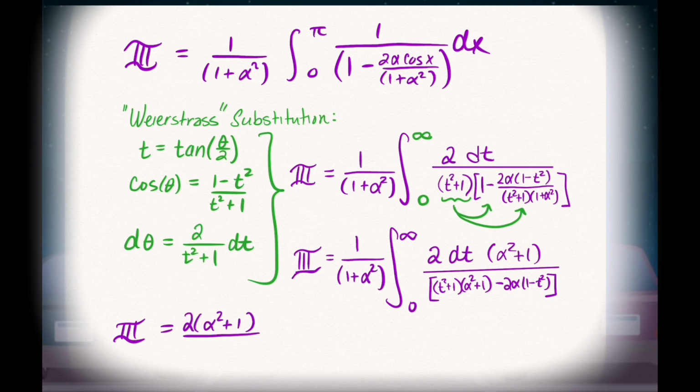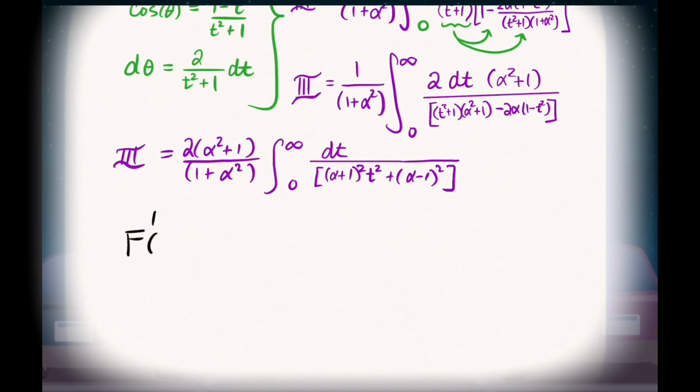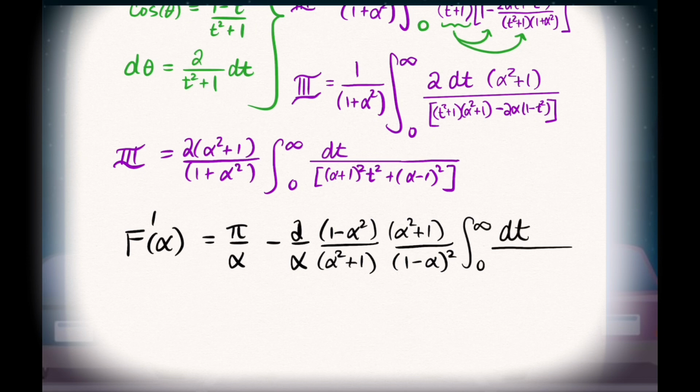So pulling the constants that we can outside of this integral from 0 to infinity, we're left with dt over, and if you do a little bit more algebra on the denominator there, you can multiply through and collect better terms, and you get alpha plus 1 squared t squared plus alpha minus 1 quantity squared. So now, f prime of alpha is equal to pi over alpha minus 1 over alpha, and we're going to get a bunch of these factors with the alphas in the front. They're going to cancel out at the end, so just bear with me here.